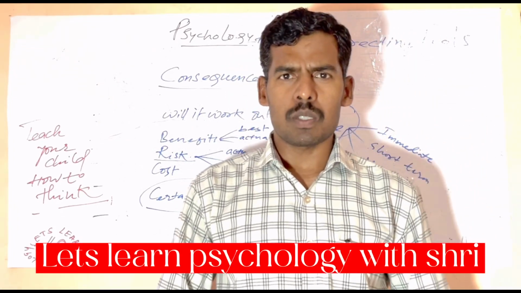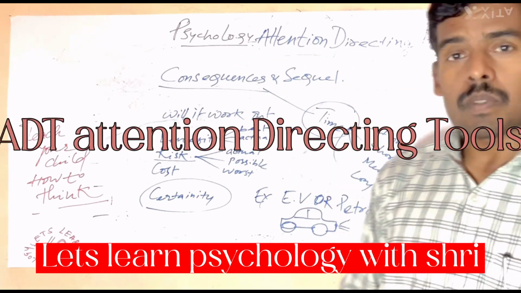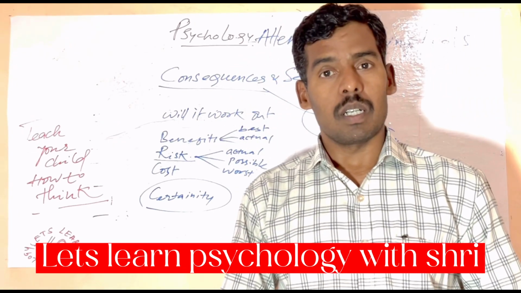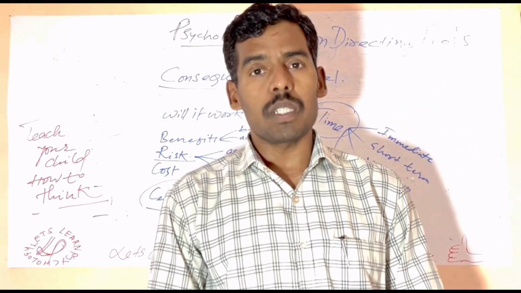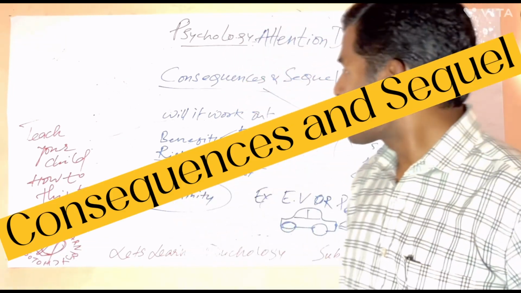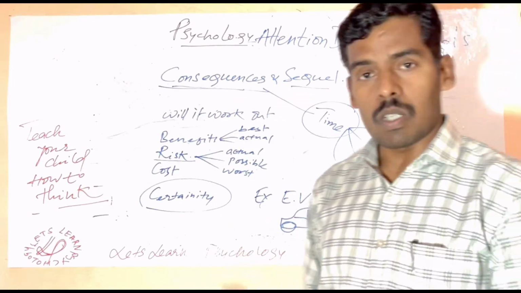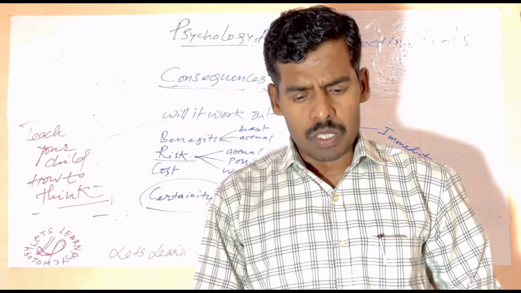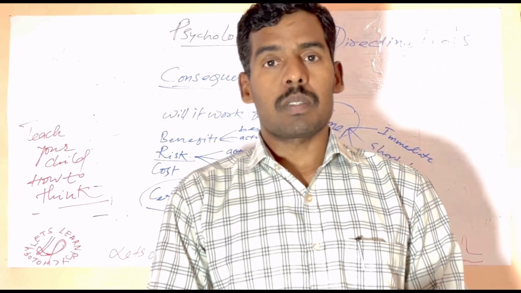Let's learn psychology. Today we are talking about attention directing tools, and we discussed many other attention directing tools, but today we are talking about one of the most important attention directing tools, that is consequences and sequel. It is called C and S. This is consequences. Why do we need to think about consequences?